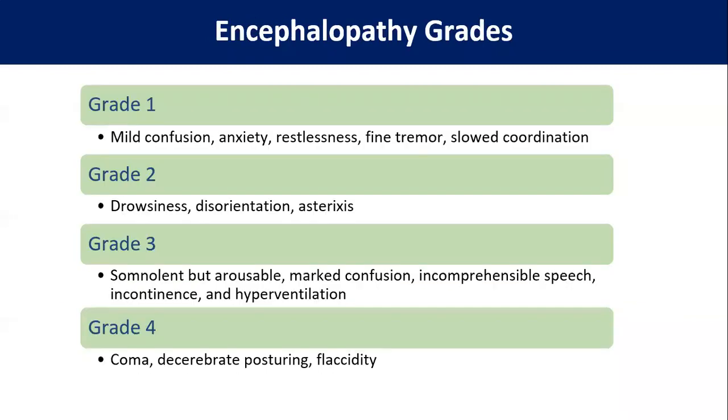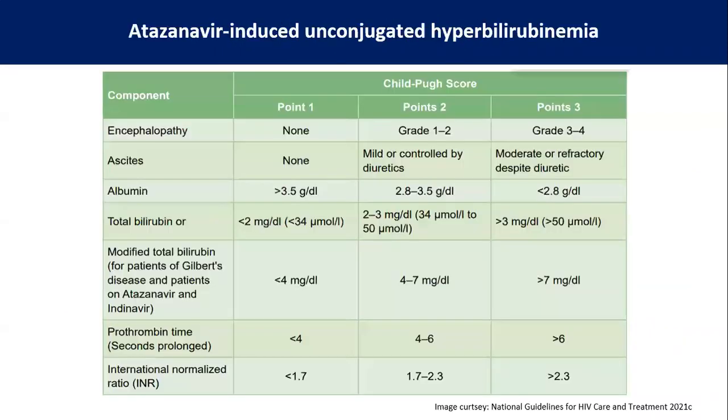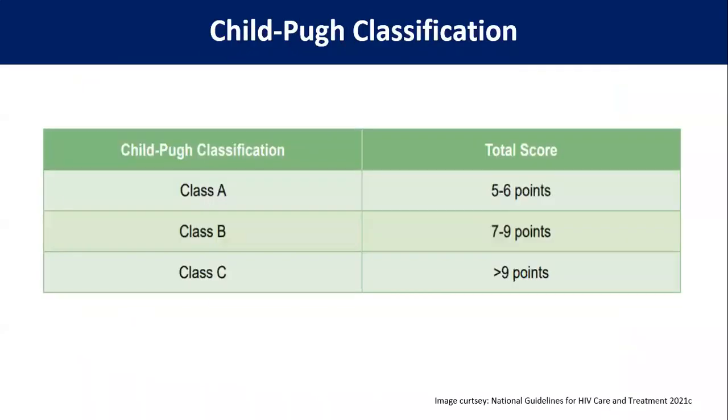So after scoring for hepatic encephalopathy, we also score other parameters like ascites, albumin, etc. We combine those scores, and if the score is below 6, that is, it is in class A, and we can continue atazanavir/ritonavir. But if the score is more than 7, then it is in either class B or C, and we should not continue atazanavir.